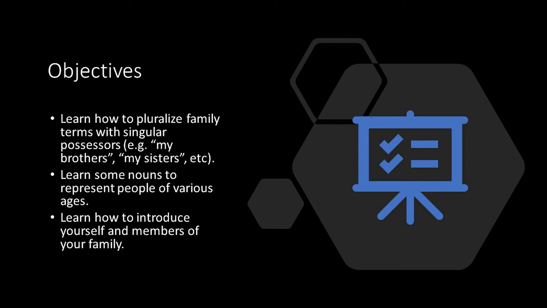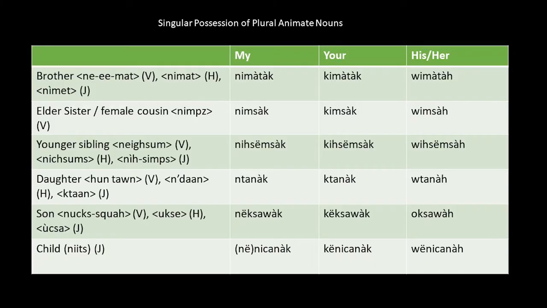Today we'll be continuing our series on Elonkumachtit, our relations. Today we'll learn how to pluralize family terms with singular possessors. For example, we'll learn how to say my brothers, your brothers, or his or her brothers, etc. And we'll learn some more animate nouns that are not inalienably possessed, and we'll also learn how to introduce yourself and members of your family.